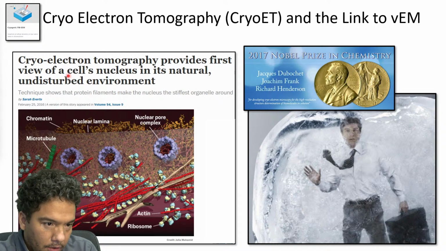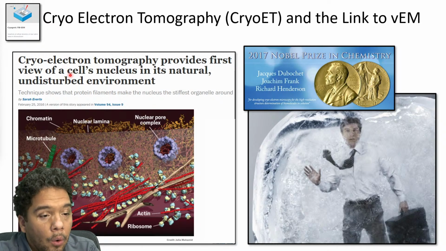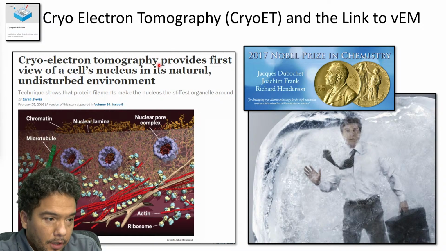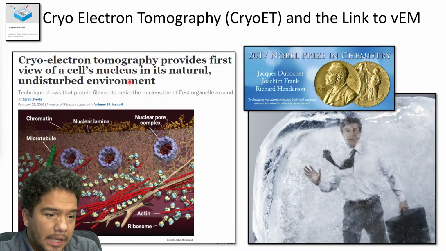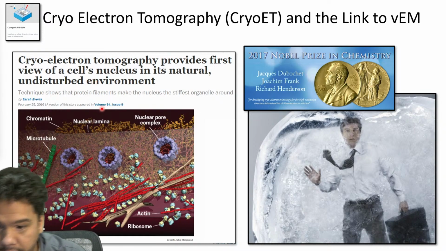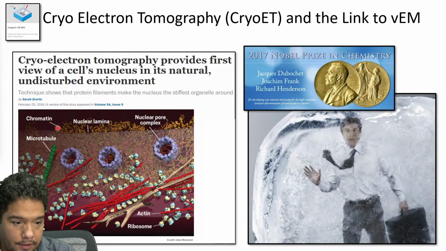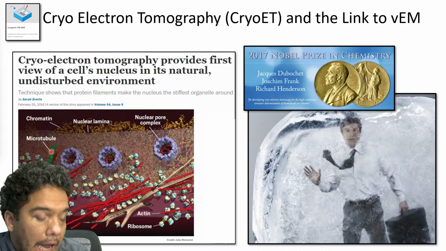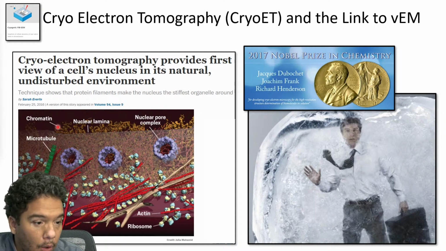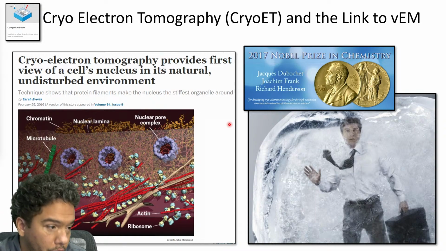The title states how cryo-electron microscopy provides the first view of the cell's nucleus in its natural environment. That is so important, and we will discuss it today. Here you can see chromatin, nuclear lamina, microtubules, and nuclear pore complex, and how the reconstructions allow us to evaluate this ultrastructure in 3 dimensions and how it is organized.